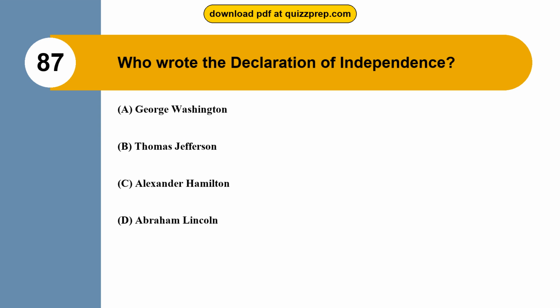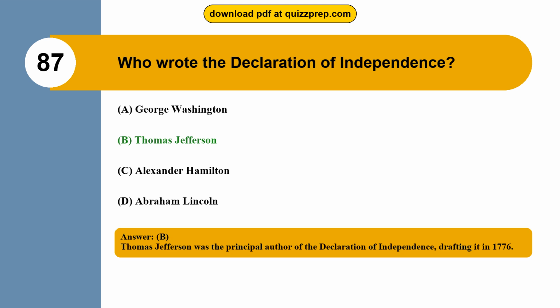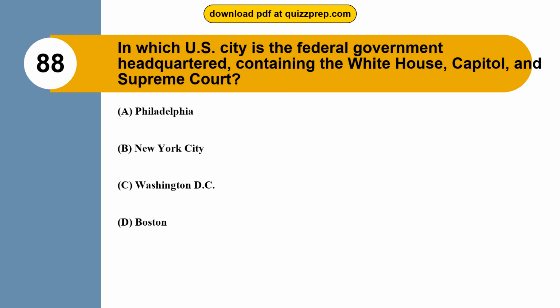Question 87. Who wrote the Declaration of Independence? Option A, George Washington. Option B, Thomas Jefferson. Option C, Alexander Hamilton. Option D, Abraham Lincoln. The correct answer is option B, Thomas Jefferson. Thomas Jefferson was the principal author of the Declaration of Independence, drafting it in 1776. Question 88. In which U.S.